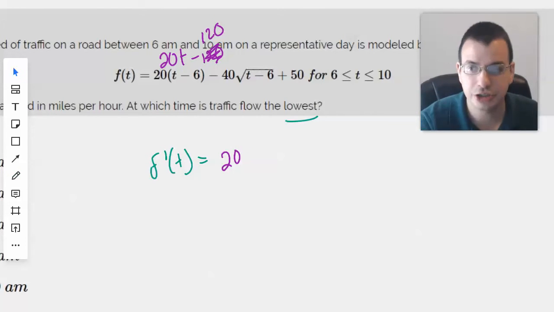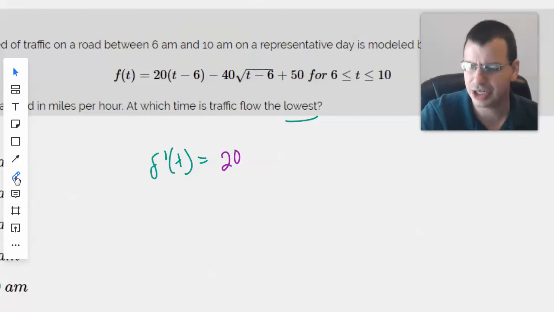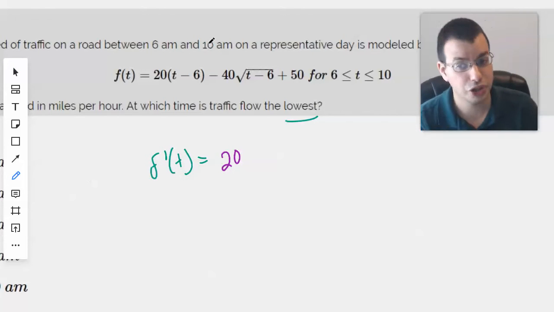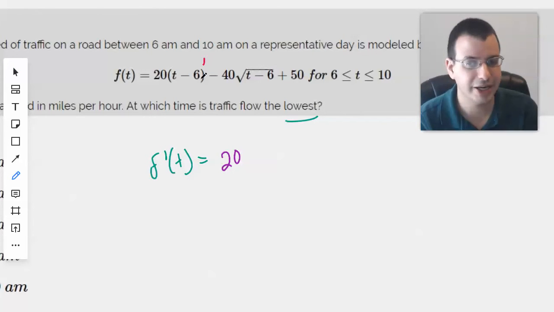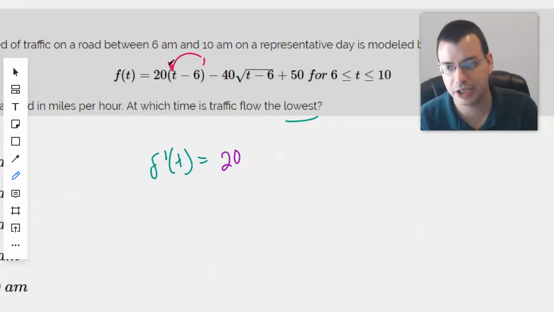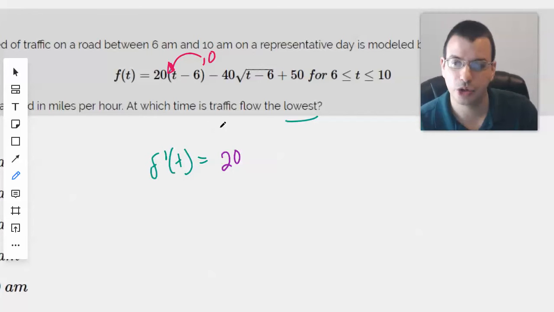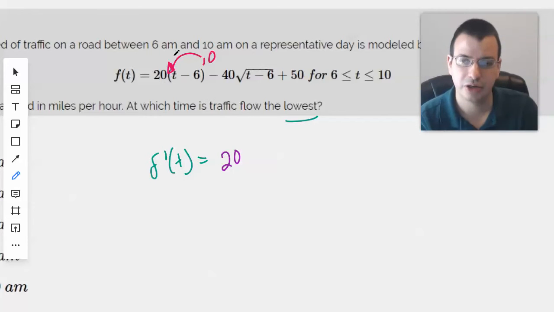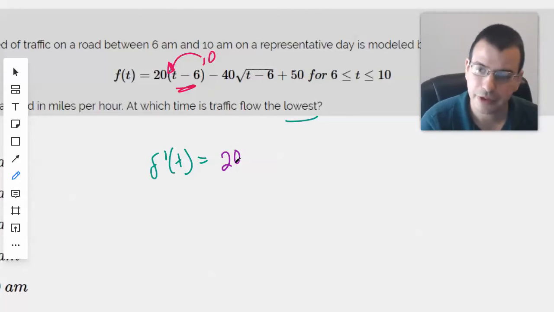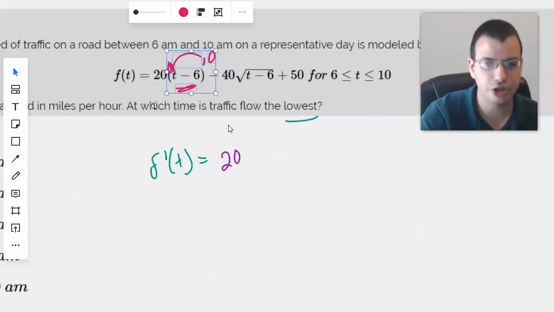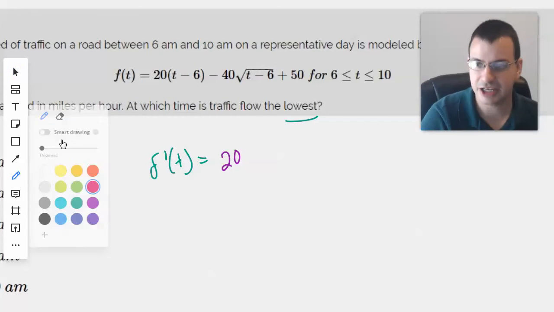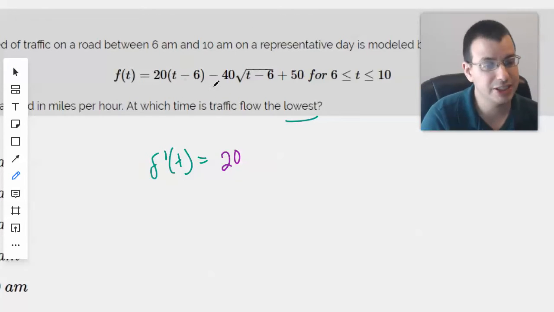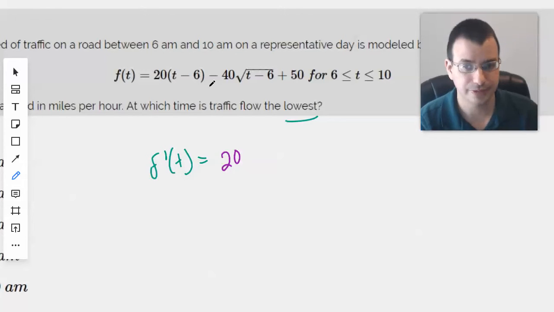The other way of looking at it is you can look at this as the power rule and chain rule. If this is t minus 6 to the first, the 1 comes down, and then that becomes 0. Anything to the 0 is just 1. So what we'd be left with is 20 times 1 times the derivative of the interior, which would again be 1. So you can do the chain rule, power rule, or distribute, and get the answer that the derivative of 20 times t minus 6 is just going to be 20.